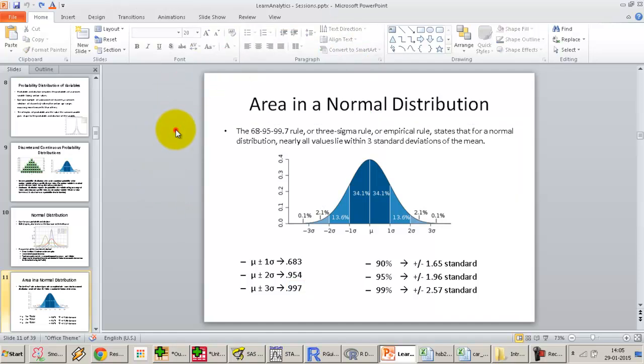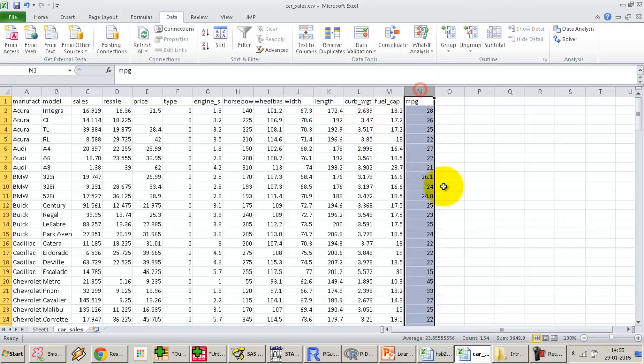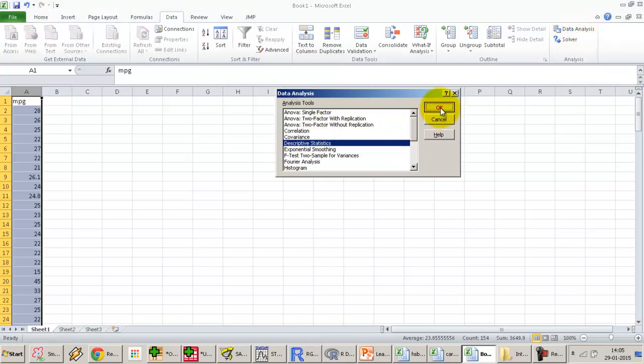So I'm going to try and do this on a particular data set that we have. Let's pick out any particular variable over here. Let's pick out miles per gallon, and assuming that miles per gallon follows a normal distribution, I want to look at the first, second, and third standard deviations around the mean for this variable. Let's copy this into a new tab, and please follow this on your own computers as well. Let's pick out the descriptive stats for this variable again.